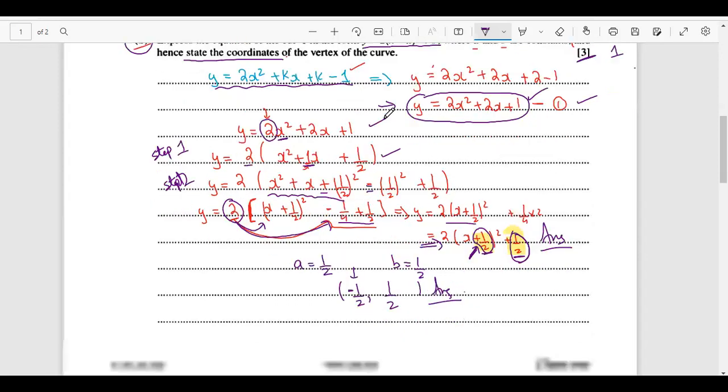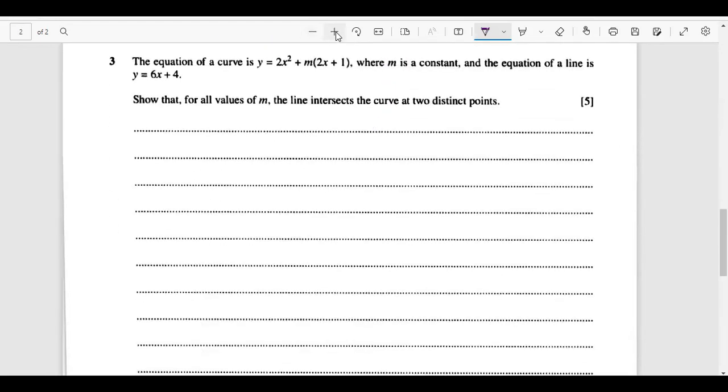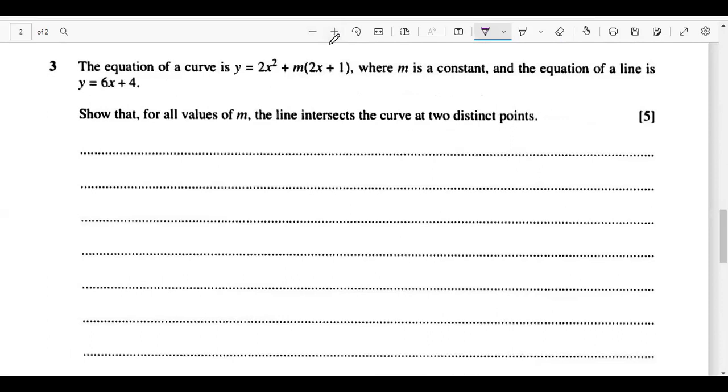Great. So let's talk about another past paper question. Now the question says, the equation of a curve is y equals 2x squared plus m into 2x plus 1, where m is a constant, and the equation of a line is y equals x plus 4. Again, this is a curve and this is a line. We know a few types of cases here. Show that for all values of m, the line intersects the curve at 2 distinct points.